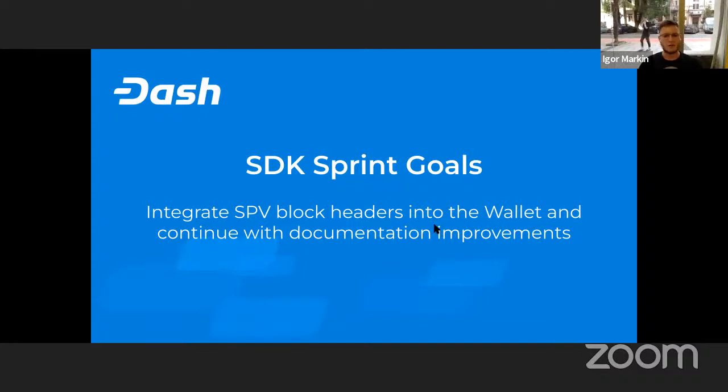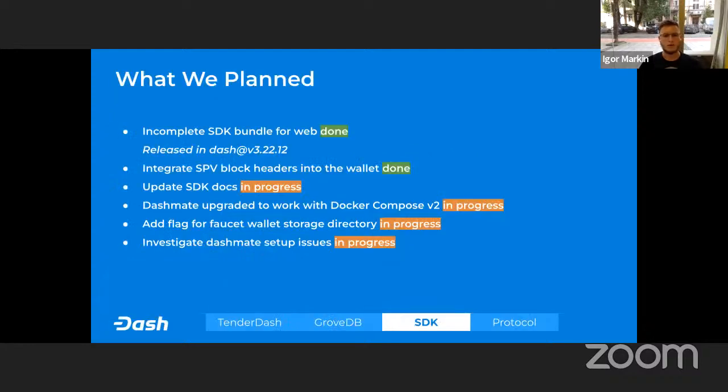So for SDK, the main sprint goal was to integrate block header stream from DAPI into the wallet, and this task is a prerequisite for proper chain synchronization for the wallet and the whole SPV. And we also continued on the SDK documentation updates. So first of all, we finalized the fix for the incomplete SDK bundle for the web. It is released in 3.22.12. We integrated block header stream into the wallet, and the rest of the chain synchronization refactoring is currently ongoing.